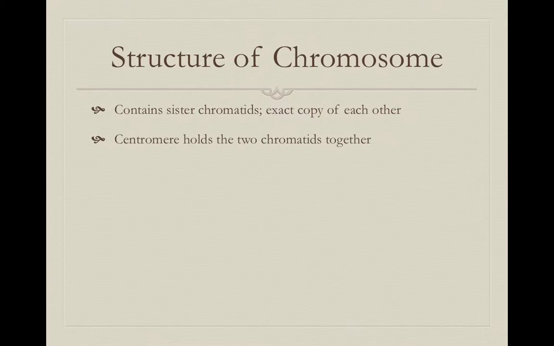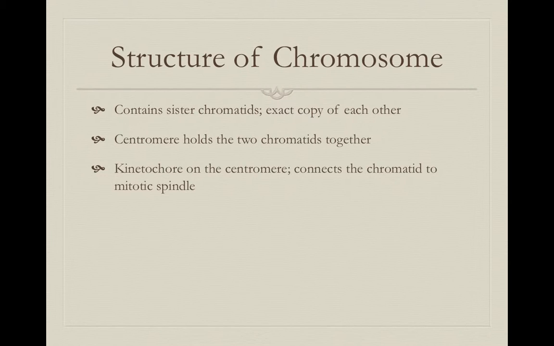So the structure of the chromosome. We need to know a little bit about the chromosome for us to understand what happens in cell division. It contains sister chromatids, which are exact copies of each other, and there's a structure called the centromere, which holds the two chromatids together. We have a kinetochore on the centromere, which connects the chromatid to the mitotic spindle.